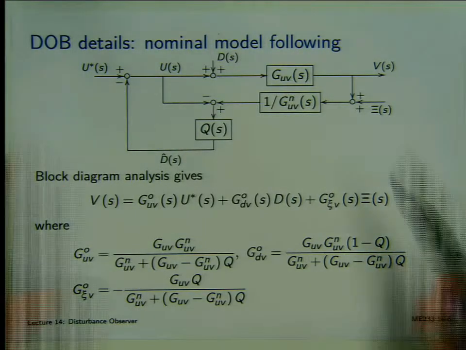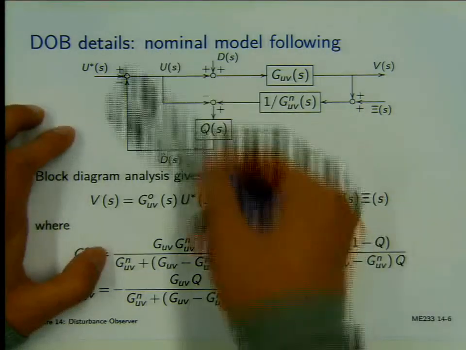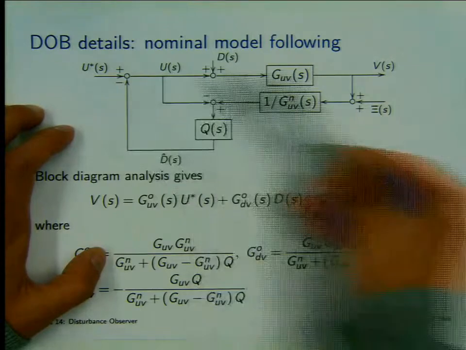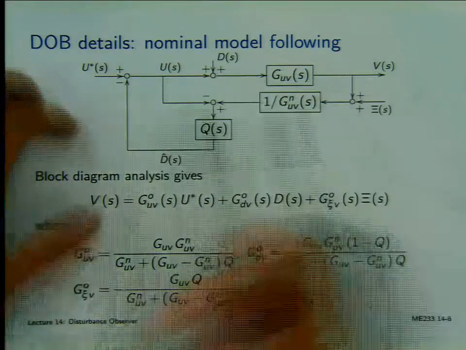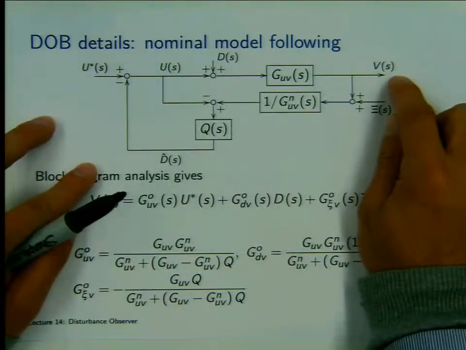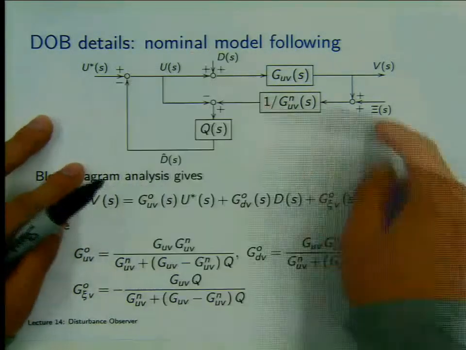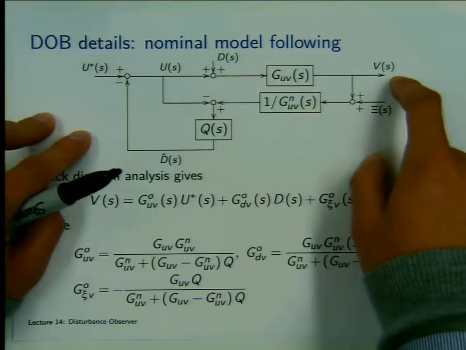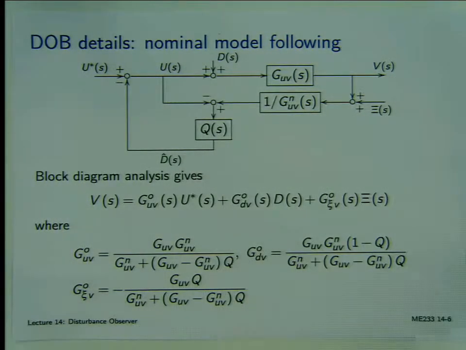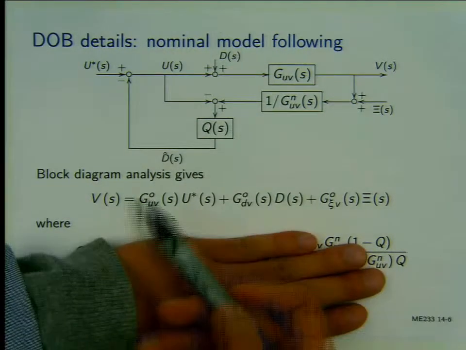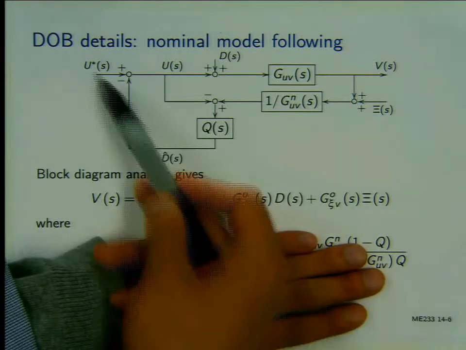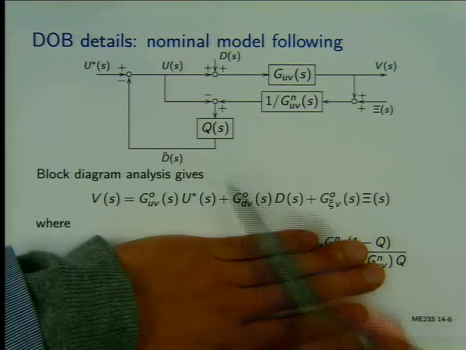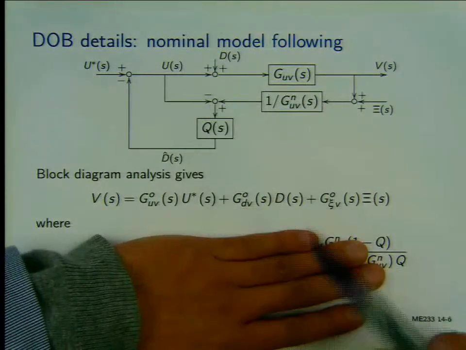First of all, let me ask you a question. If you regard this as a feedback system, you see there's a feedback inside. If you regard this feedback system, regard V as the output, and all these as an input, this is a 3-input, 1-output system. So you should be able to write down the transfer function between U star and V, D and V, and psi and V. So you should be able to write down these 3 transfer functions.